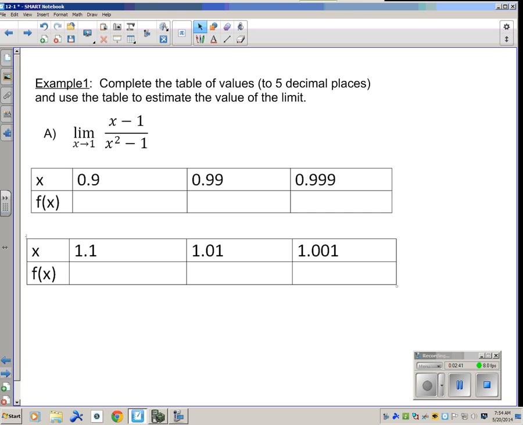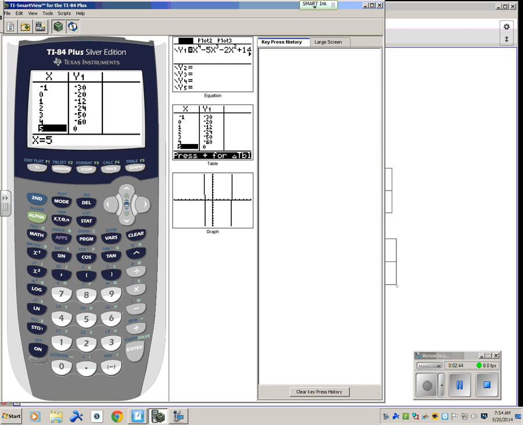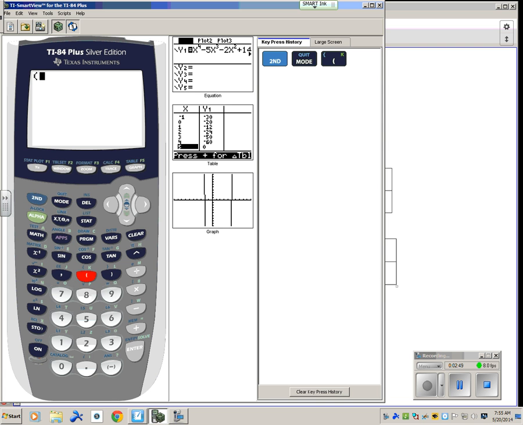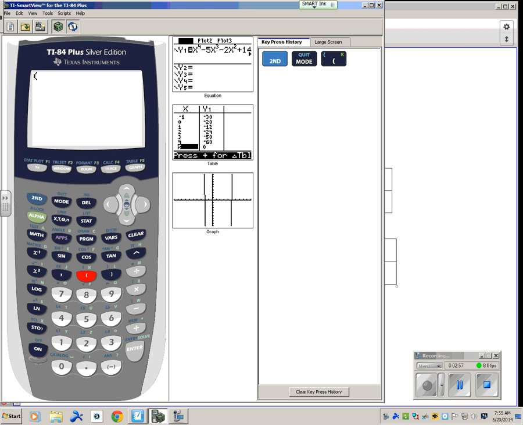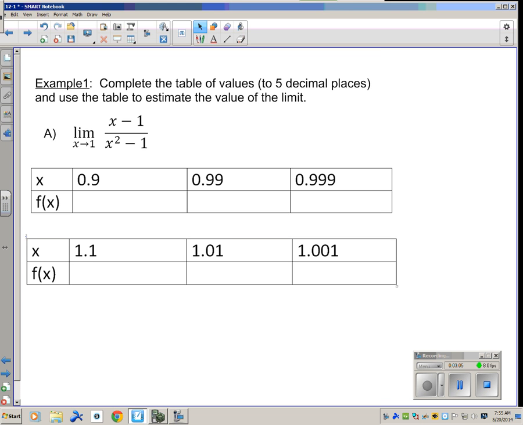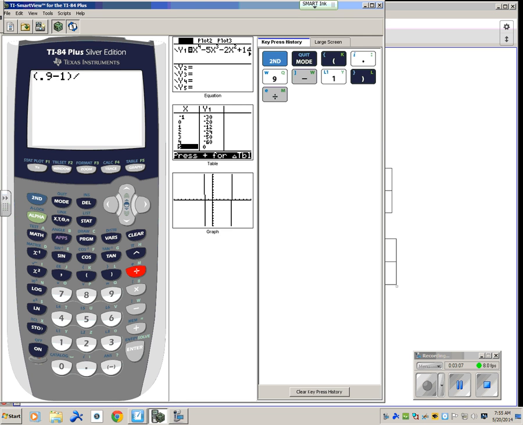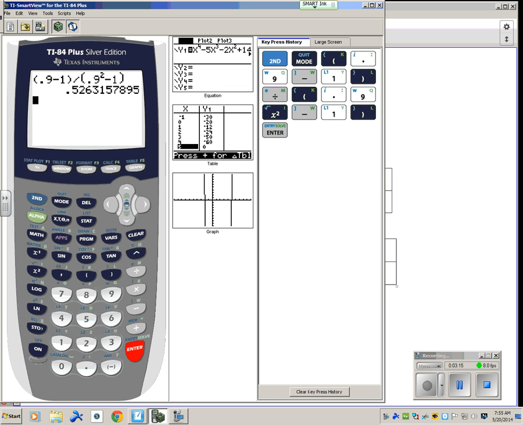So we're going to plug those values into our calculator, and you have to be careful of how you do this. As you know, you're going to put parentheses over your numerator. So I'm going to put in 0.9 minus 1, parenthesis, divided by 0.9 squared minus 1. We said 5 decimal places, so 0.526.